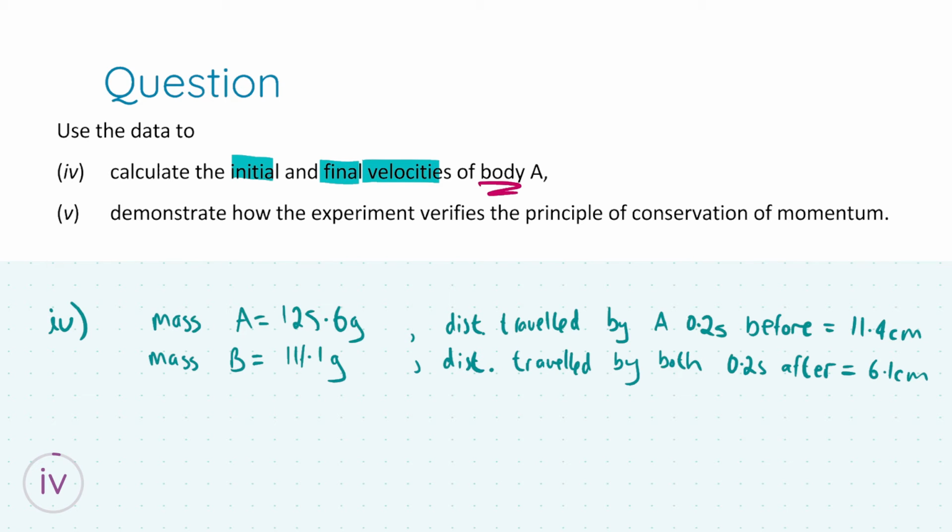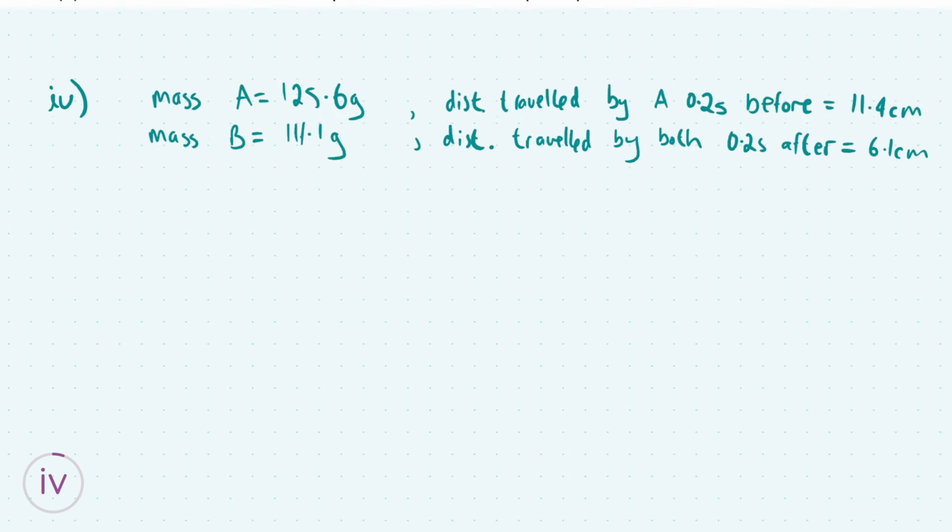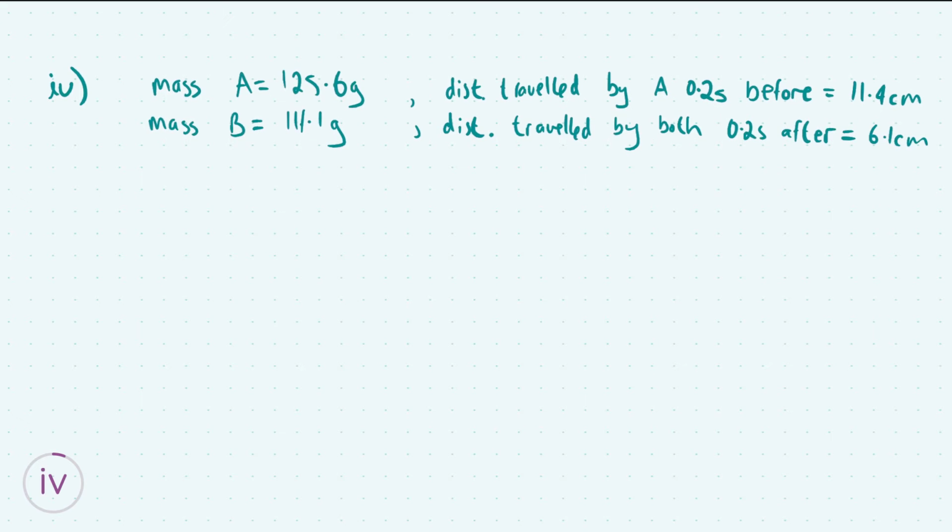We're going to use this information to find our initial and final velocities of part A, which is what we're asked for in part 4 of this question. I'm now going to use one of the most useful formulas in mechanics. It is V equals S over T. What this means is that the velocity of the body is equal to the distance it travels divided by the time. We're going to use this to find our initial velocity of mass A.